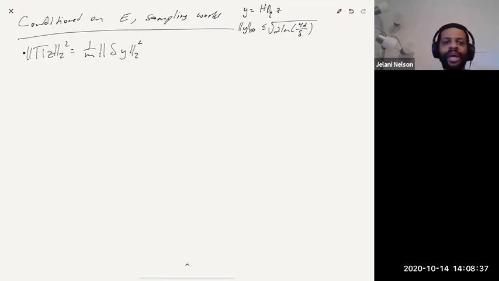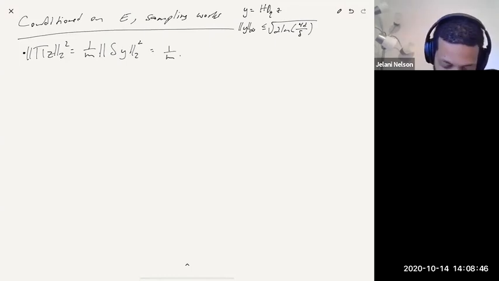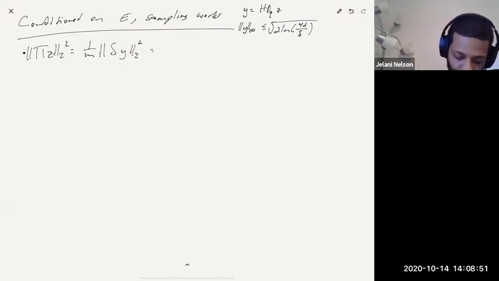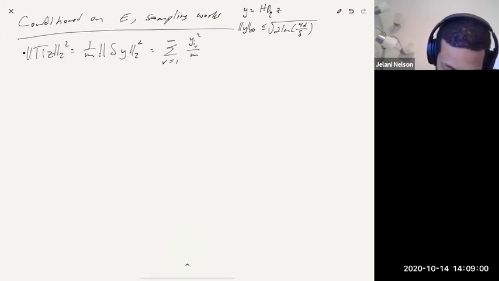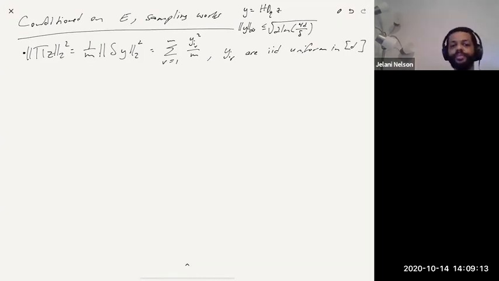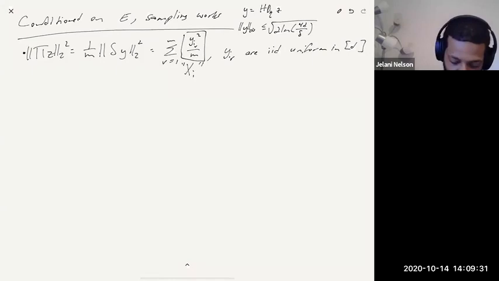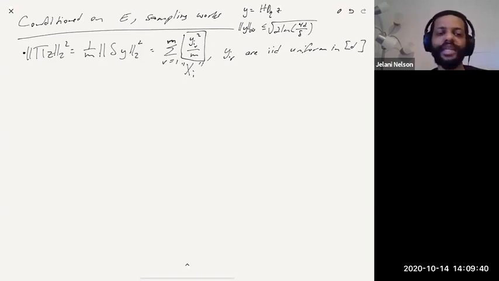And this is equal to 1 over m times the sum, r goes from 1 to m, of Y_{i_r} squared, where the i_r are IID uniformly chosen from the set 1 to d. Let me call each term capital X_r. It's a random variable because i_r is a random variable. So we have a sum of m independent random variables, and what we'd like to prove is that they're concentrated about the expectation. The expectation is 1, the norm squared of z. We just need to show concentration.